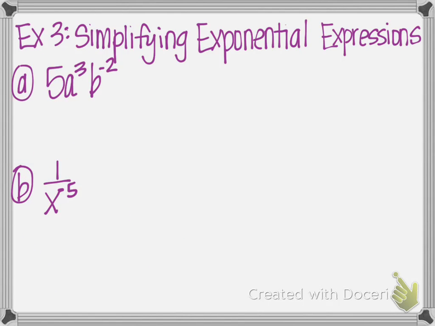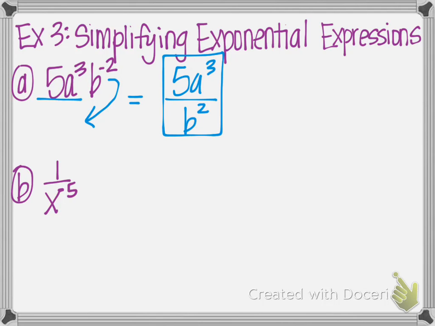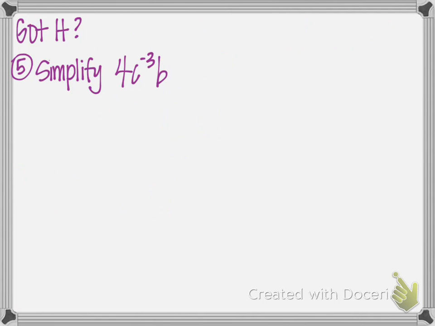Alright, example 3, simplifying exponential expressions. You're just going to use the same rules. So if it's to the 0 power, it's going to be 1. If it is a negative exponent, you're going to push it to the opposite side of the fraction. So this b to the negative 2 right here is going to be pushed to the bottom of the fraction. So 5a to the third is going to stay in the top, and b squared is going to move to the bottom. That's your answer. Alright, b, x to the negative 5 is going to move to the top. So that's going to be x to the 5th. And there you go. Got it. Number 5. Put that on a separate sheet of paper.